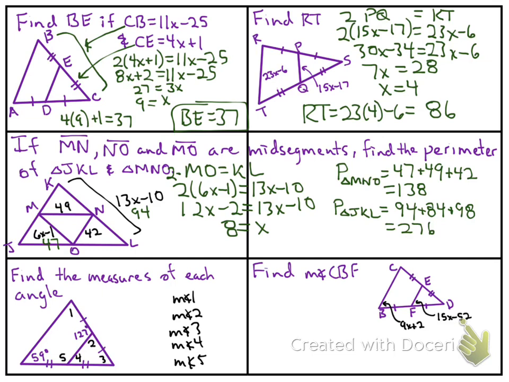All right, now find the measures of the angles down here on the bottom left. Now, we have to be careful here. Angles 1 and 2 have to do with the 127 degrees. Angles 4 and 5 have to do with the 59 degrees. They're related to it that way. Once I get those, then I'll find angle 3.